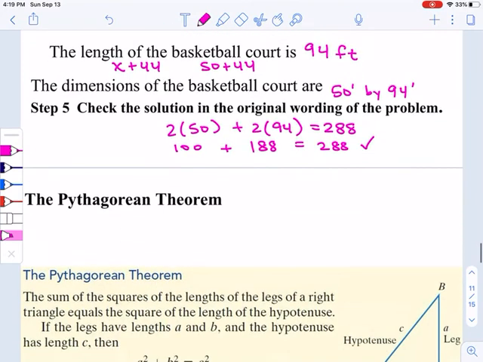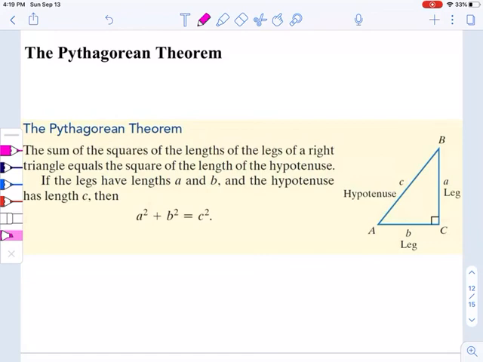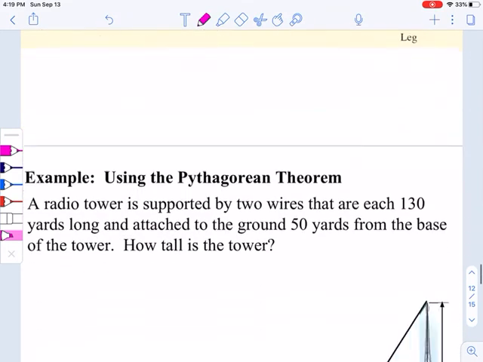And one last type of problem we're going to look at is, again, using a formula, the Pythagorean theorem. It says the sum of the squares of the lengths of the legs of a right triangle equals the square of the length of the hypotenuse. If the legs have lengths A and B and the hypotenuse has length C, then A squared plus B squared equals C squared. You should be plenty familiar with that, from Algebra 1 and doing some trig.